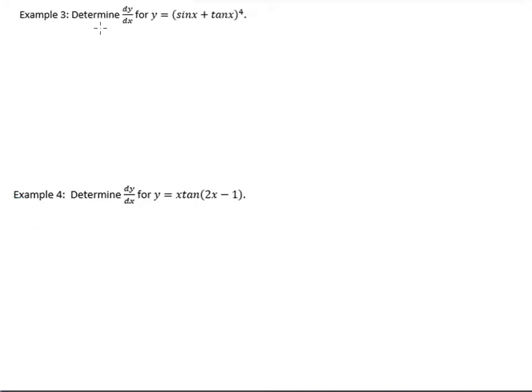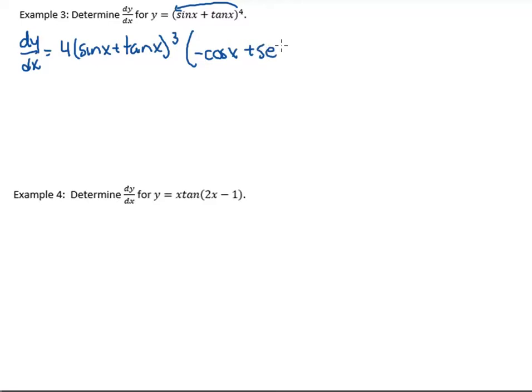Hopefully these ones fit. Determine the derivative dy by dx for this function. So let's bring that 4 down here. We have 4, write the bracket as it is, sine x plus tan x to the 3. Then we're going to multiply by the derivative of what's in the function. So derivative of sine x is negative cos x. Derivative of tan is just secant squared. And that's it. We can leave that as it is. You can also reverse these two so that the negative is later on in the bracket.